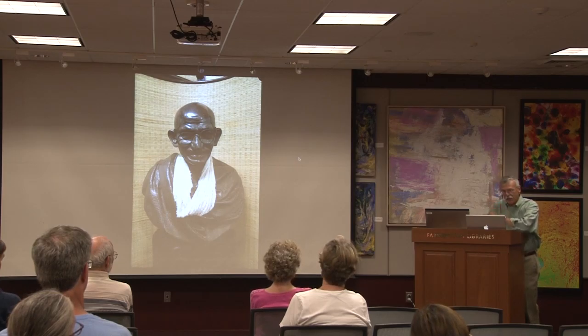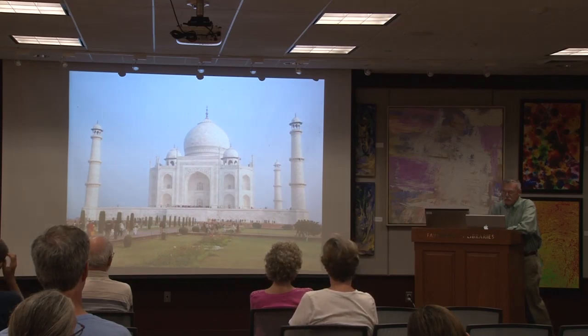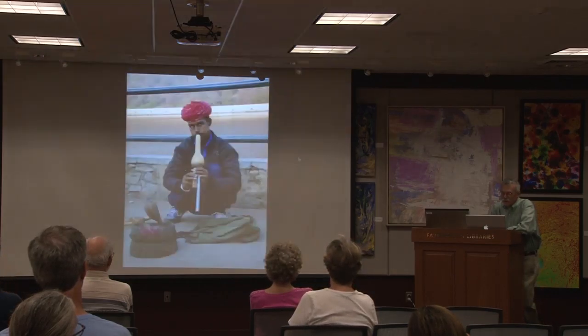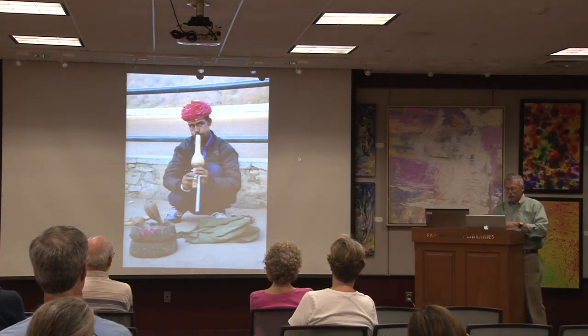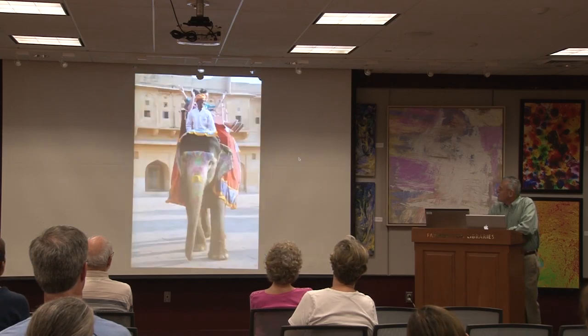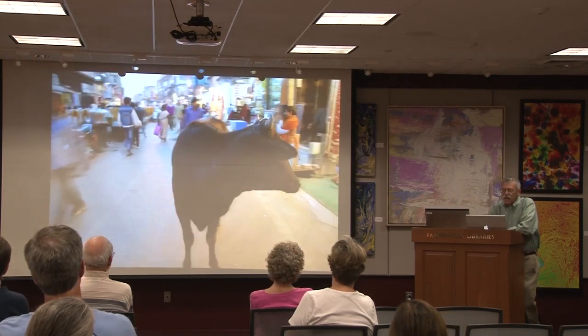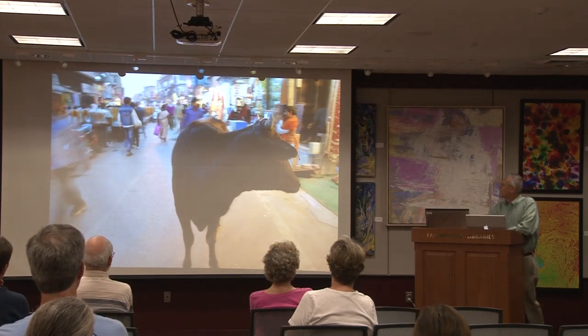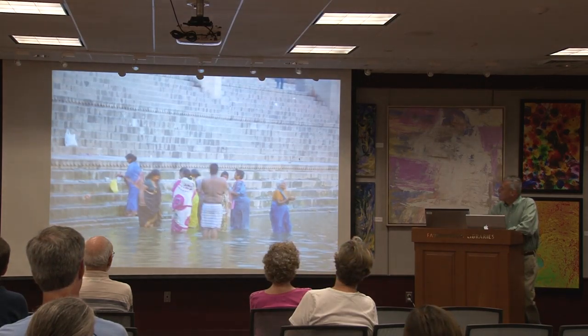I knew Gandhi came from India. I knew the Taj Mahal was in India. I had seen snake charmers. I'd heard there were elephants in India. I didn't realize they were painted up quite as nicely as that. I'd heard there were cattle in the street, and there are. I'd heard that the river Ganges played a special role in the lives of the Indian people, and it does.